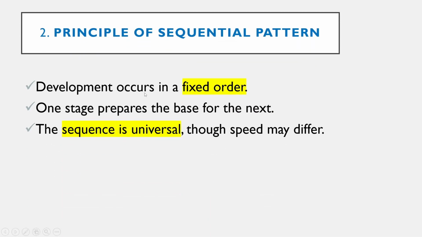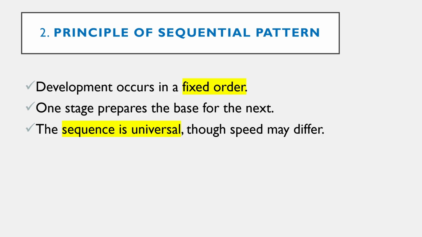Second principle is the principle of sequential pattern, in which development occurs in a fixed order, in a sequence. One stage prepares the base for the next, and the sequence is universal and general, though speed may differ. So, each stage prepares the foundation for the next stage. The order remains the same for everyone, but the speed may differ. For example, a child always learns to sit before standing and stands before walking.